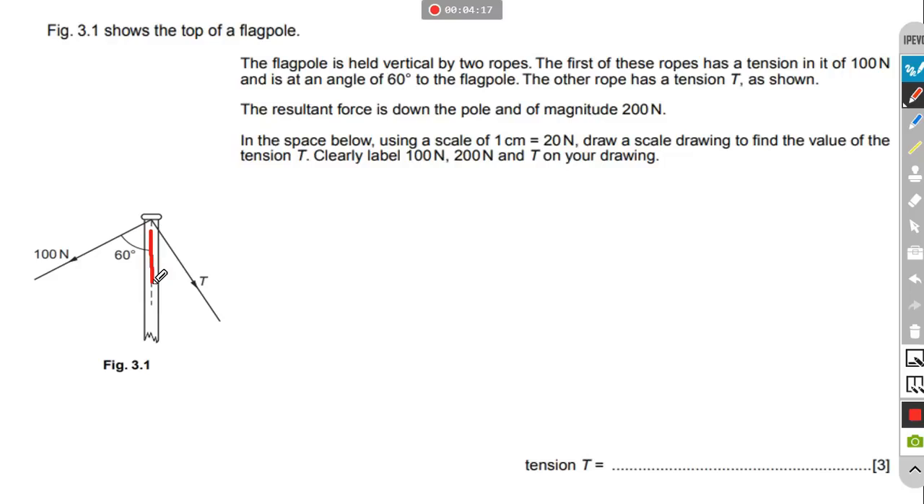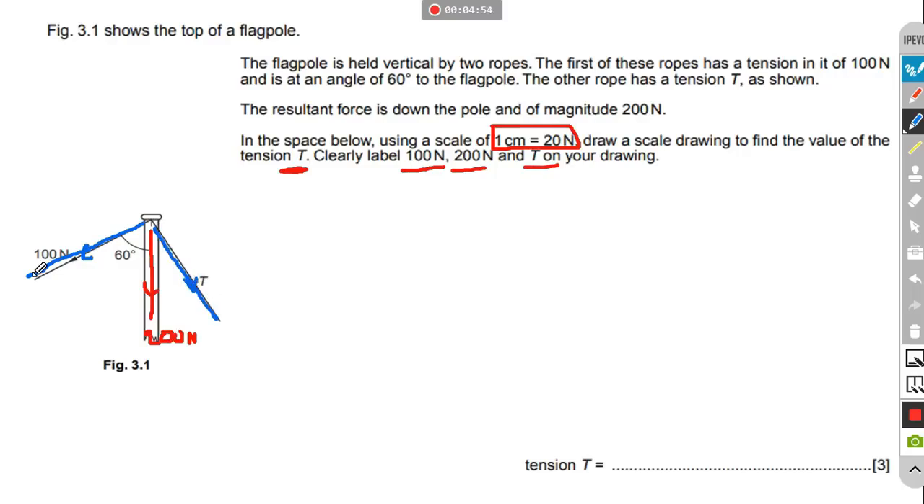So the resultant force of these two is down the pole with a magnitude, and the magnitude is given: 200 newtons. In the space below, using a scale of 1 centimeter to 20 newtons, we need to draw a scale diagram to find the value of tension T. So in this example, they gave us the resultant, but they want the value of T. Clearly label the 100 newton, 200 newton, and T in your drawing. Alright, so let's just understand the question. Here we have this force.